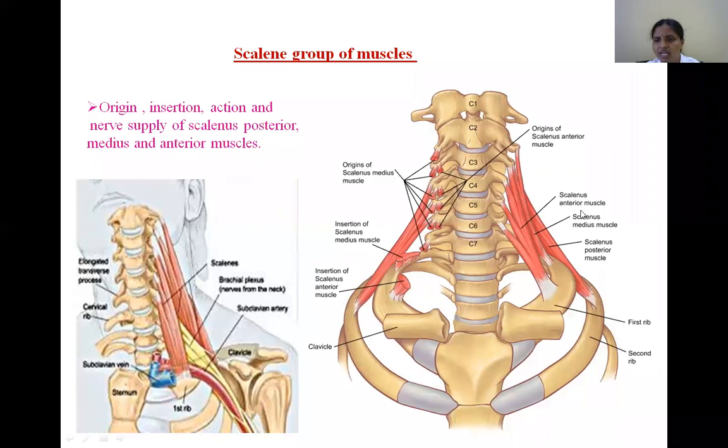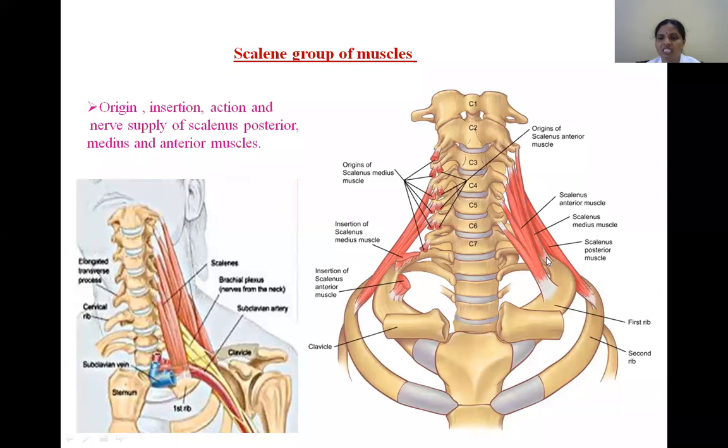The scalenus medius muscle takes origin from the costotransverse bars. Okay, upper 3 or 4 cervical vertebrae. Then it is inserted to the first rib behind the groove for the subclavian artery.